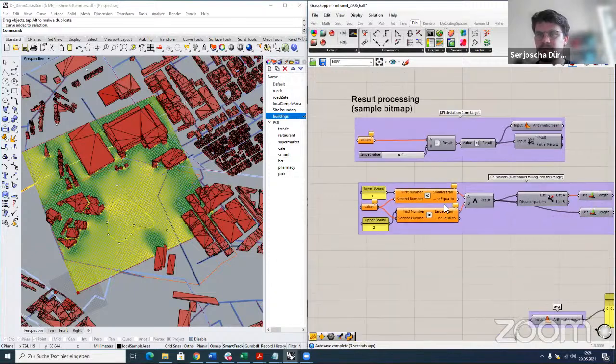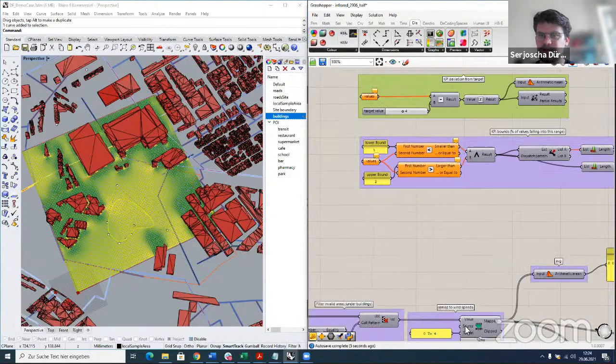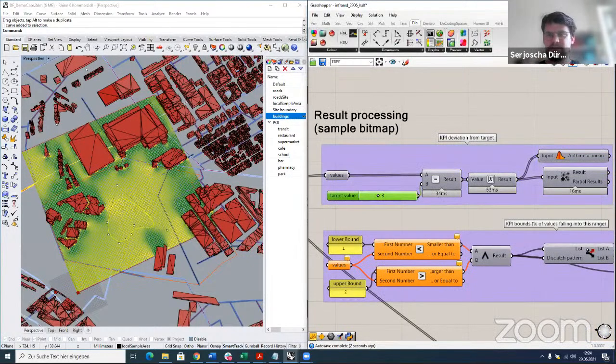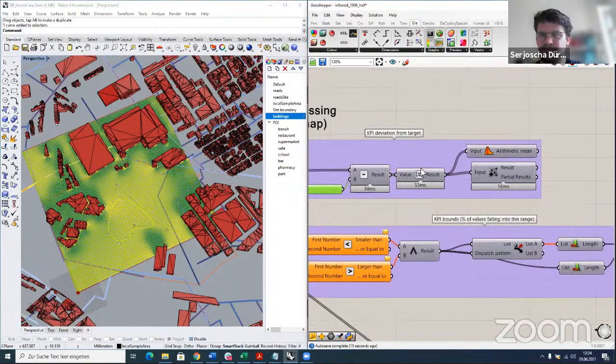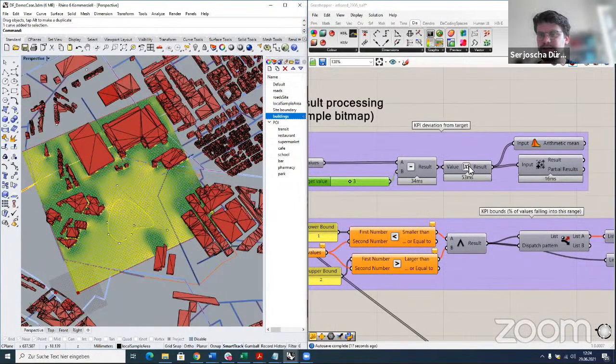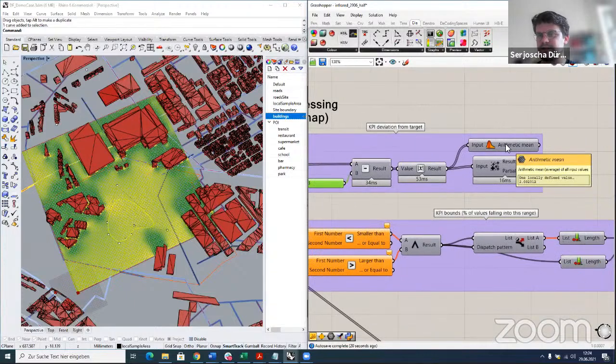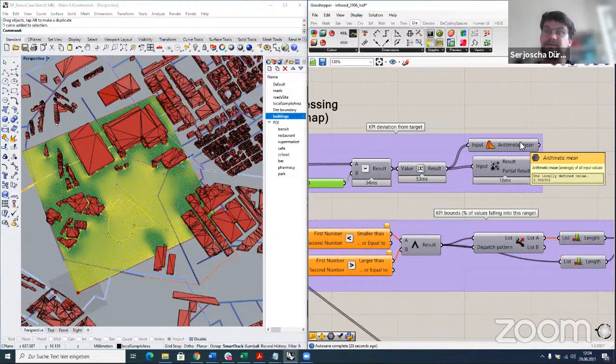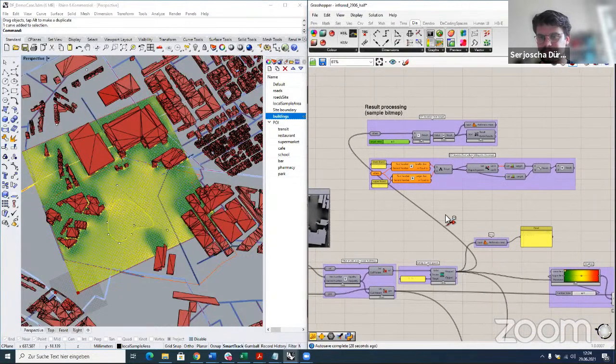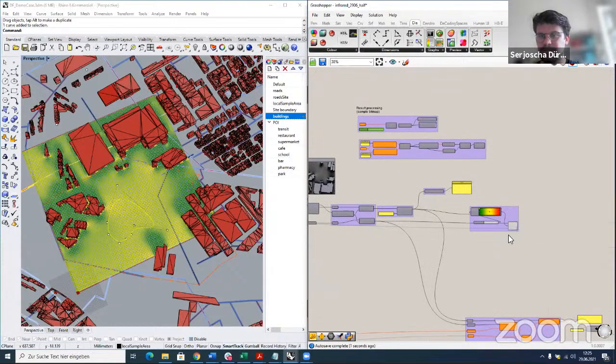Another one, as simple as the other one, is that you can specify a target value. Let's say you think 3 meters per second is the best wind speed in this area. Then you want to know how much the wind speeds on average diverge from this target value. So you just subtract it, then take the absolute, and then you can get the mean from that, or maybe an absolute value, or however you think suits your narrative and your goals.